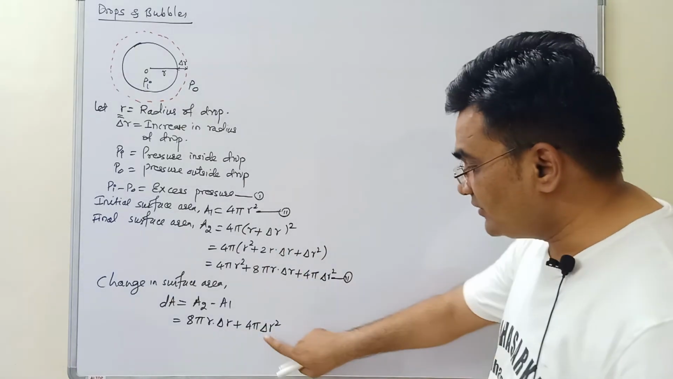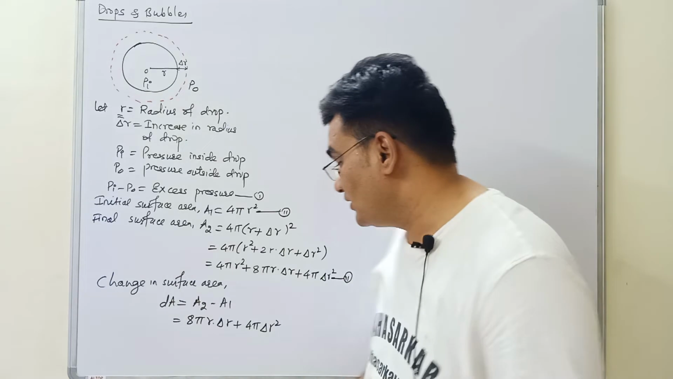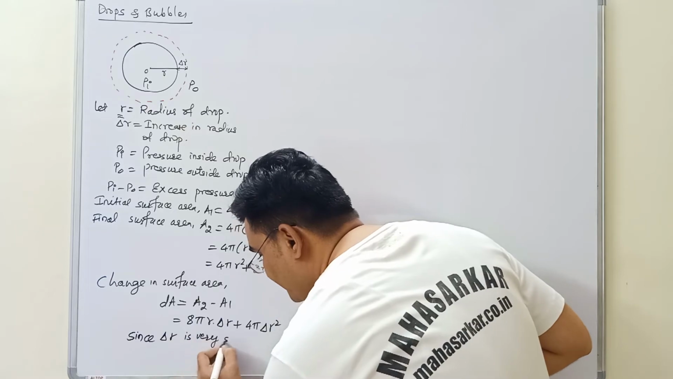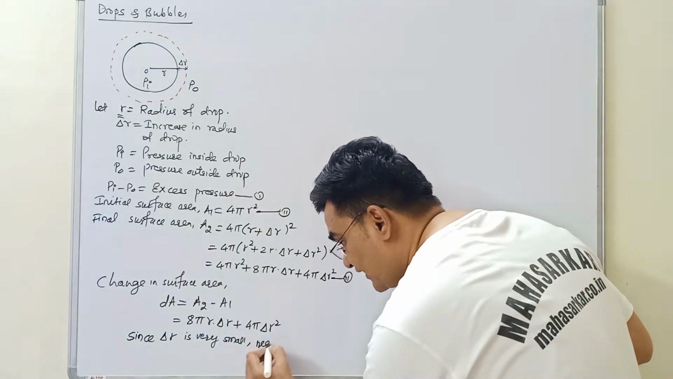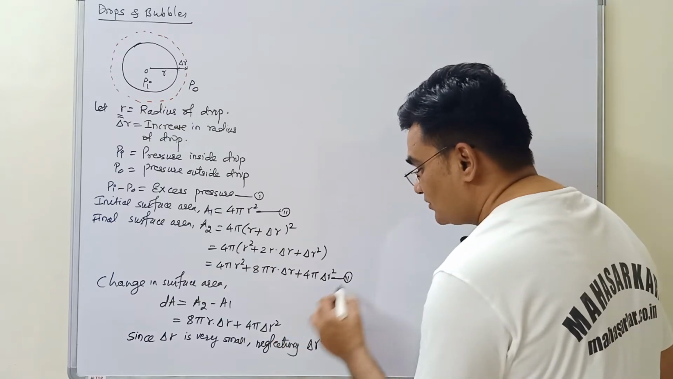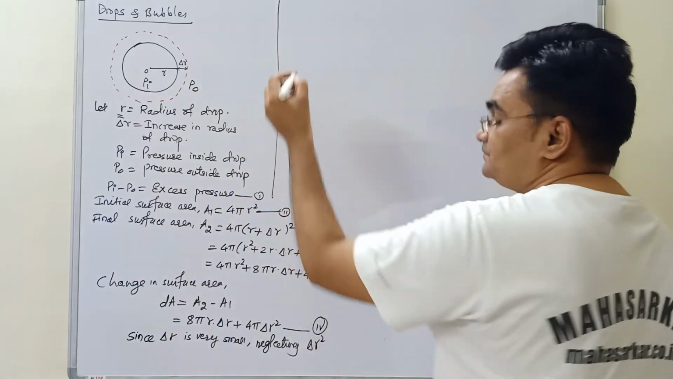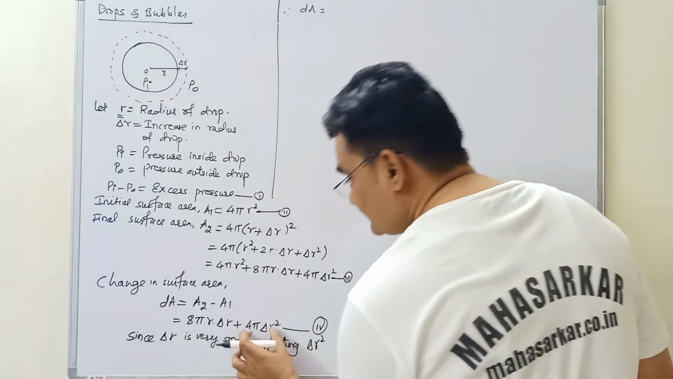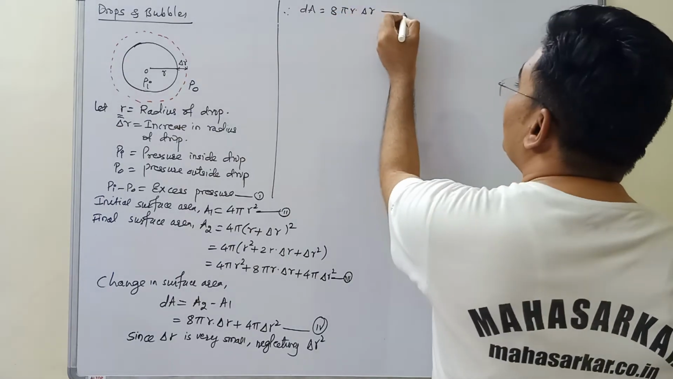So see, here the value of delta R, already in the initial stage I told you that it is very small. Since delta R is very small, the square of delta R will become even smaller. So neglecting delta R square, what will equation 4 change to? Therefore, dA is equal to, if I neglect this, then what we will get? 8 pi r into delta r. So this is equation number 5.